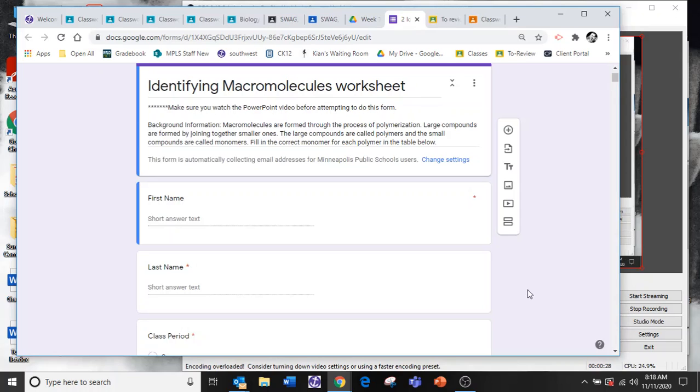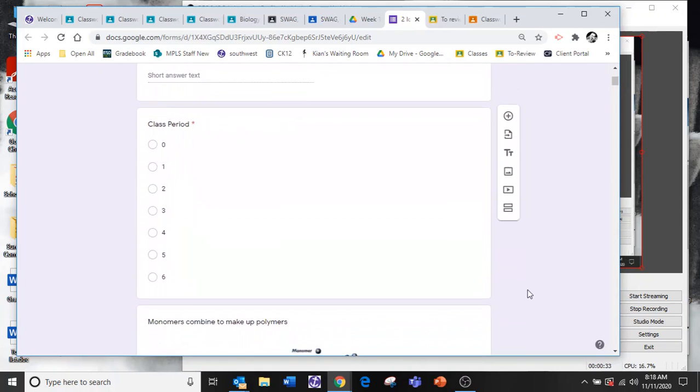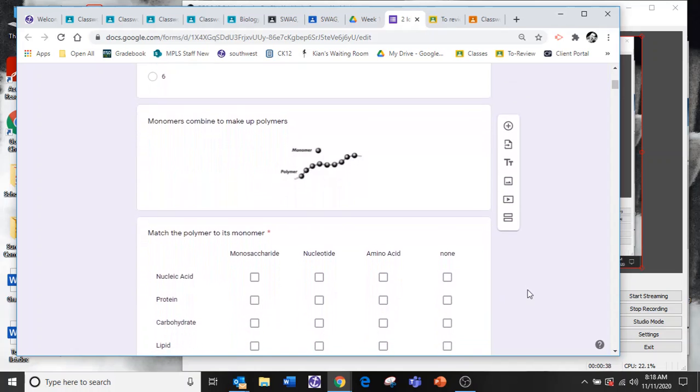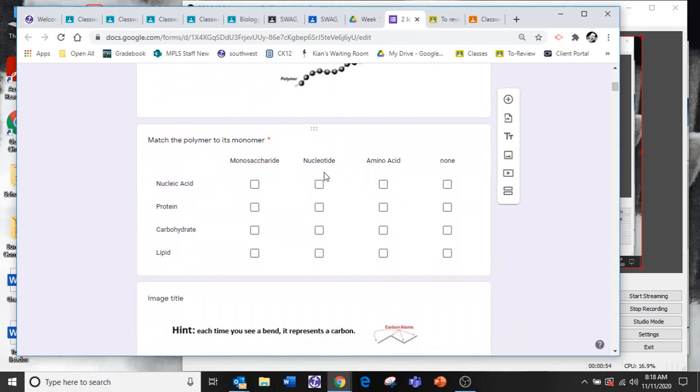Okay, so identifying macromolecules. There is an easy way to figure out what they are by what they have in them. First of all, a macromolecule just means it's a really big molecule. It just keeps going and going and going. And the individual pieces of it are called a monomer. So first you have to figure out which monomers make up each of these macromolecules. So you're going to match them up.